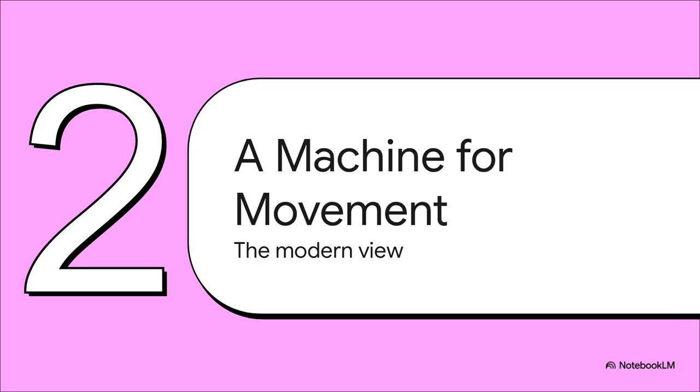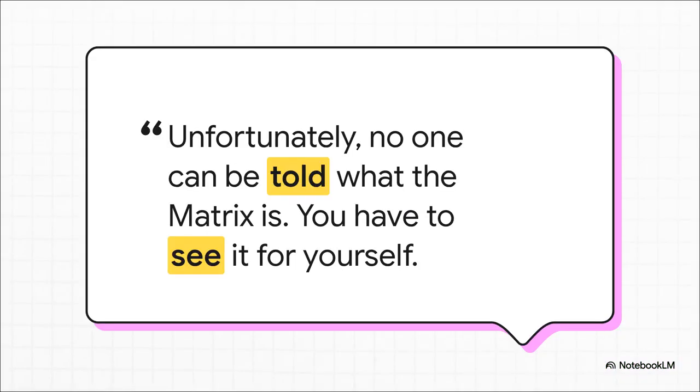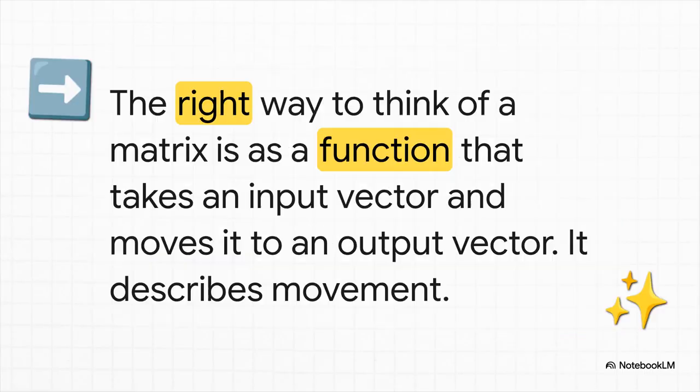But now let's jump into the second world. This is where things get really exciting. This is where the matrix stops being a container and becomes an engine. A machine for movement. And look, I had to use this quote, right? Because to understand this next part, you really do have to shift your whole perspective. You gotta stop seeing that boring static box of numbers. The real way to think about a matrix is as a function, a transformation. It's not a noun, it's a verb.